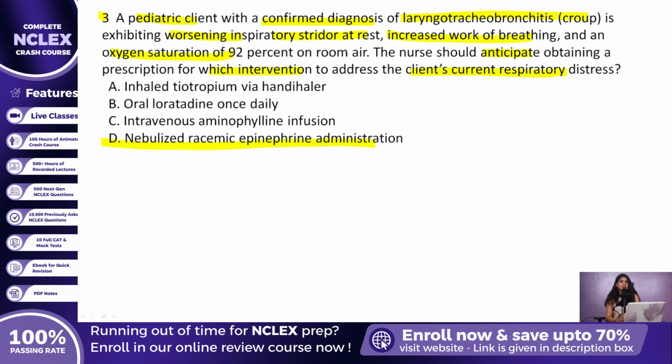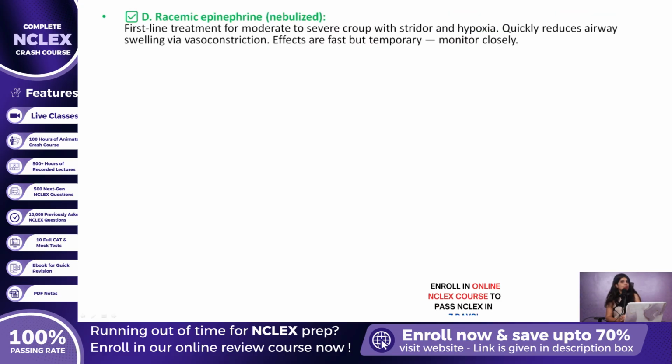This is the go-to treatment in moderate to severe cases of Croup where the child is showing signs of upper airway obstruction, such as stridor at rest and low oxygen saturation. Racemic epinephrine works by constricting the swollen subglottic blood vessels, reducing airway edema, and allowing for rapid improvement in breathing. The effects can be seen within minutes, stridor decreases, oxygen levels improve, and respiratory effort becomes less labored.